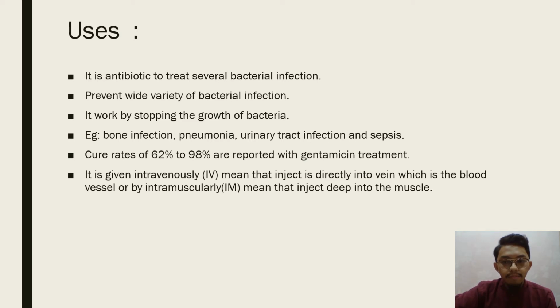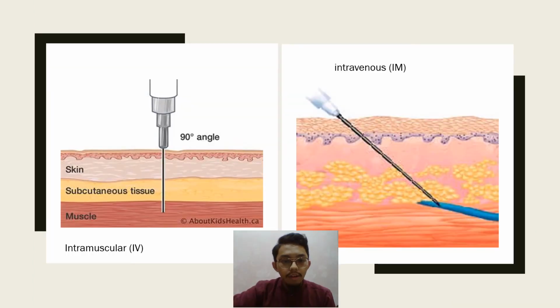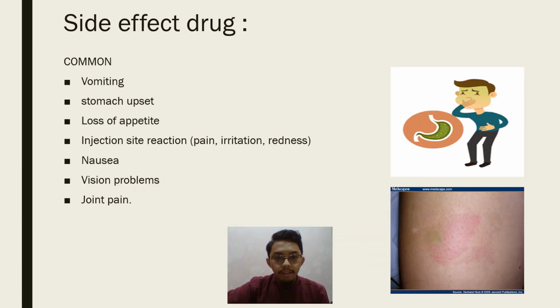Next, this is how we inject. This is intramuscular, meaning that you inject deep into the muscle, and this diagram is an injection into the vein. This is intravenous.